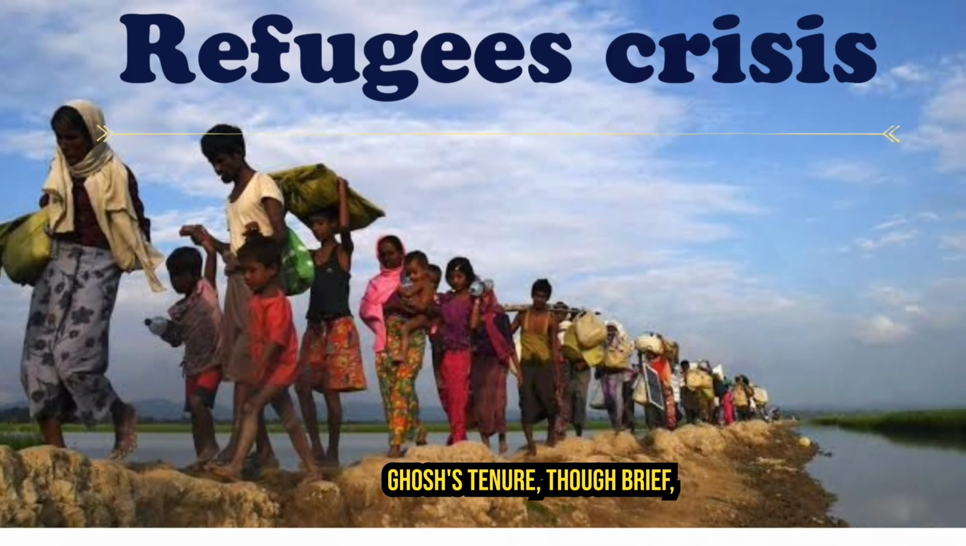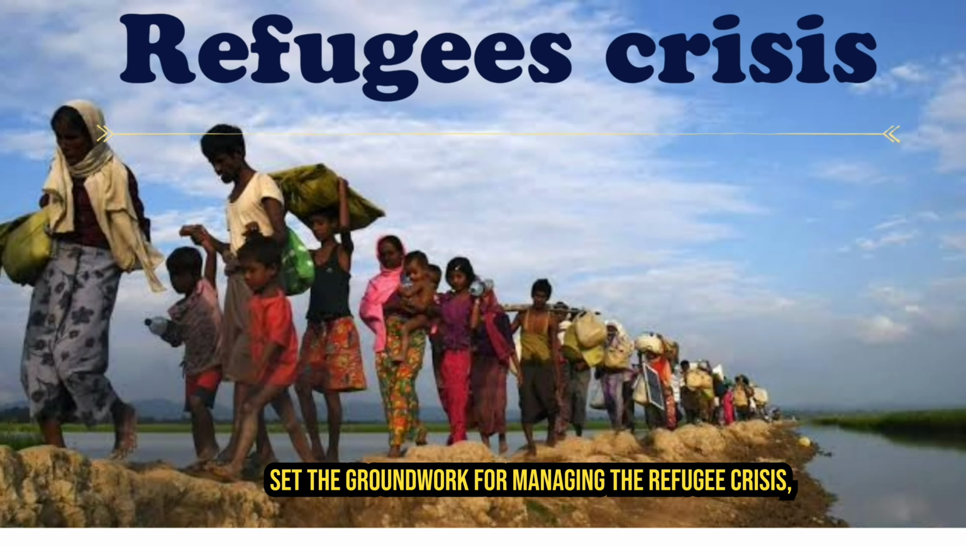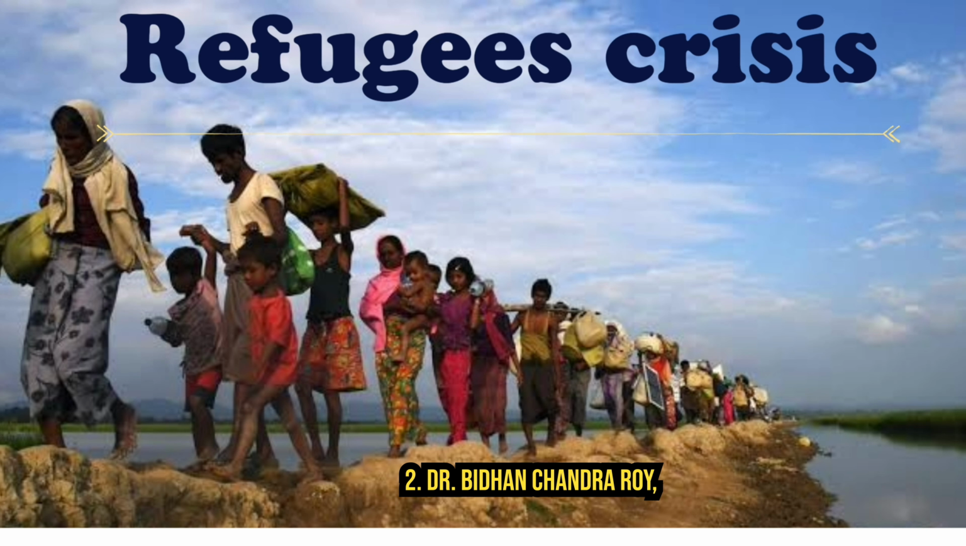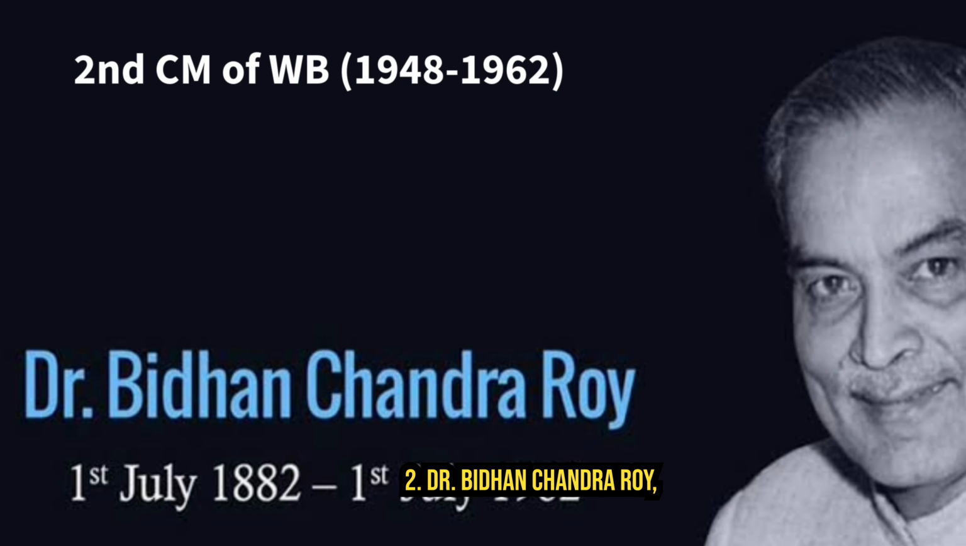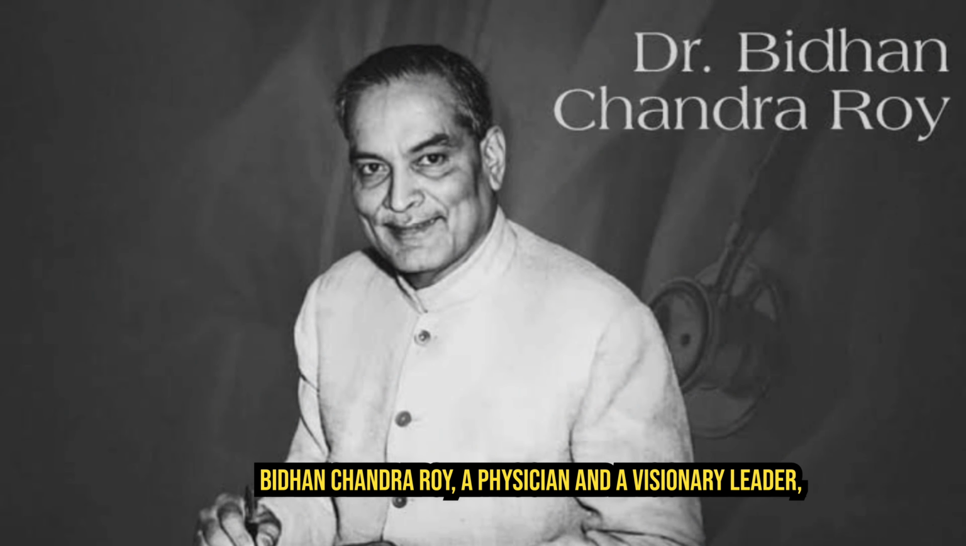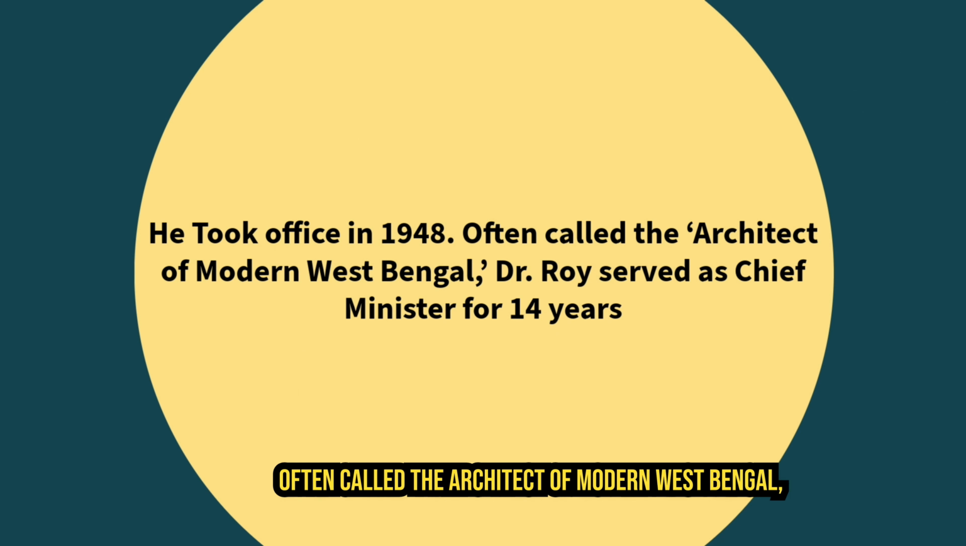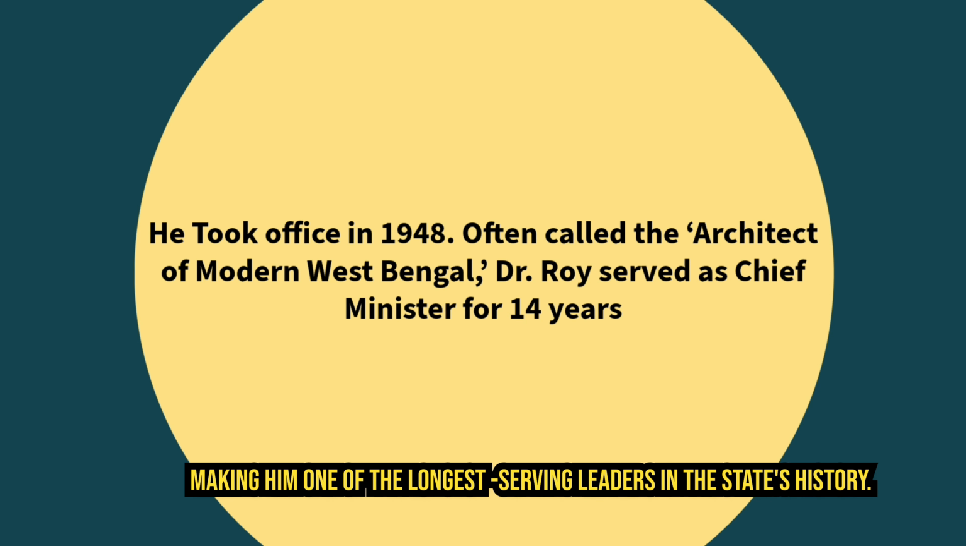Ghosh's tenure, though brief, set the groundwork for managing the refugee crisis, a task that would remain a central challenge for his successors. Number 2. Dr. Bidhan Chandra Roy, 1948 to 1962. Next, Dr. Bidhan Chandra Roy, a physician and a visionary leader, took office in 1948. Often called the architect of modern West Bengal, Dr. Roy served as chief minister for 14 years, making him one of the longest-serving leaders in the state's history.